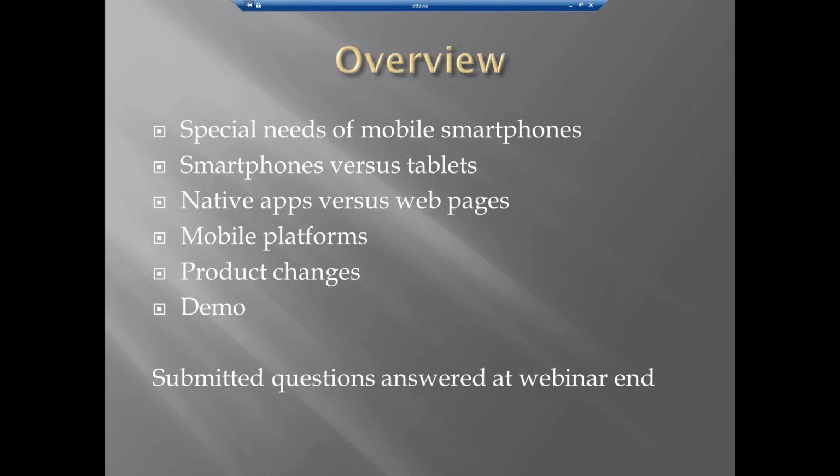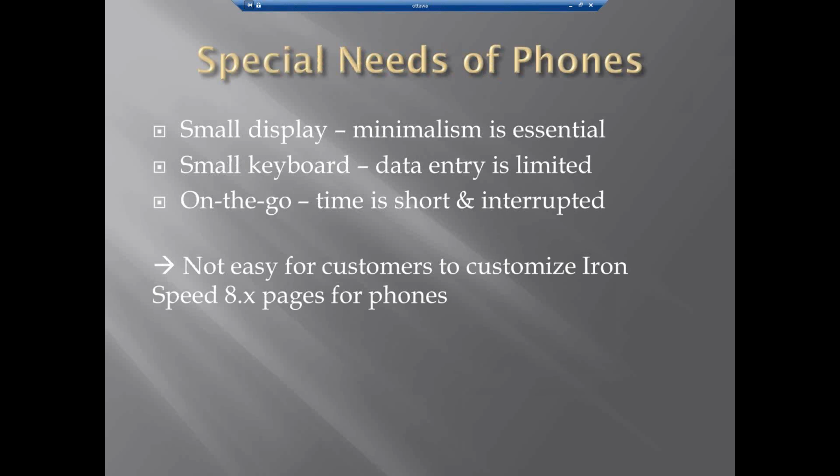Okay. Well, smartphones have special needs, obviously, compared to desktop computers with their large displays. You obviously have a much smaller display on the phone, a smaller keyboard, and you might be on the go. So you really need a specialized application. And in the past, we've had customers of Iron Speed use the product to create applications for smartphones, but it was not something easy to do, particularly to create something that was easy to use and nice to look at. So with 9.0, we really made the goal that we wanted easy out-of-the-box mobile phone applications.